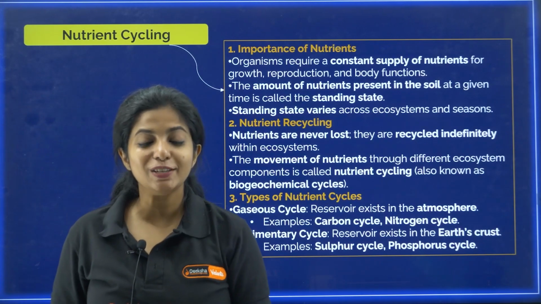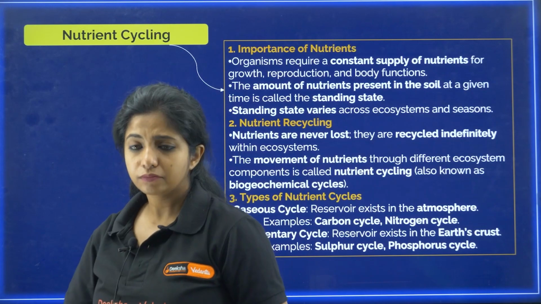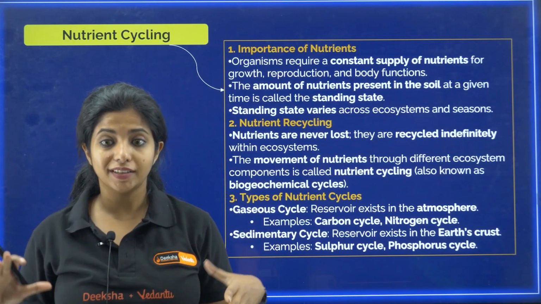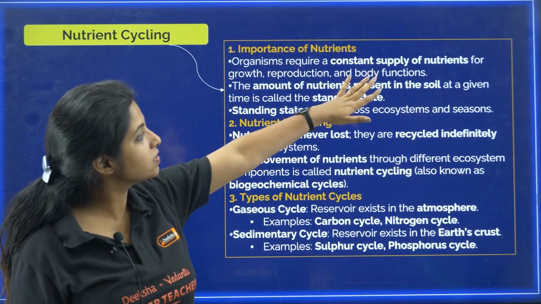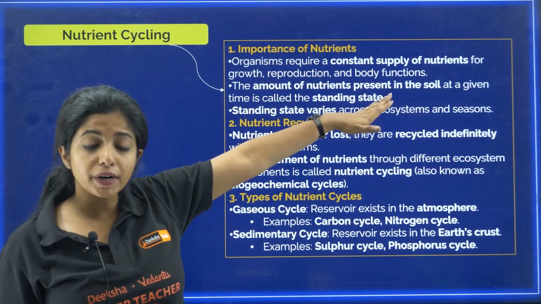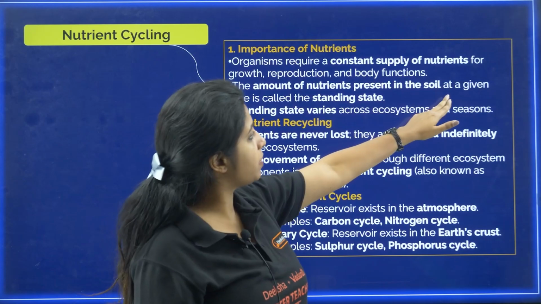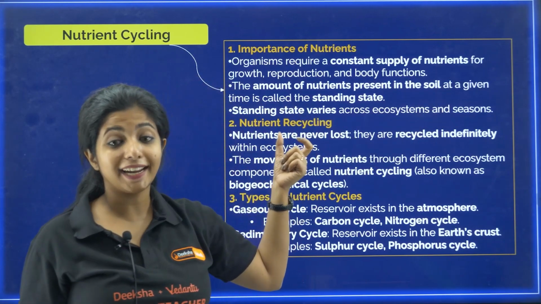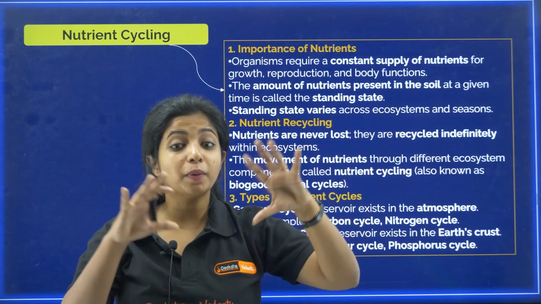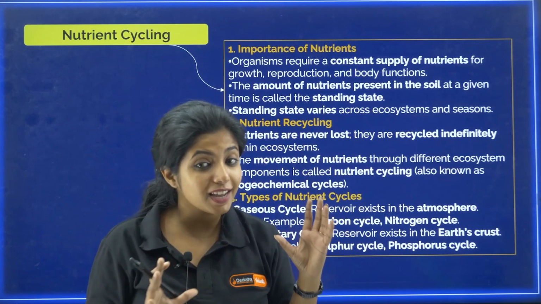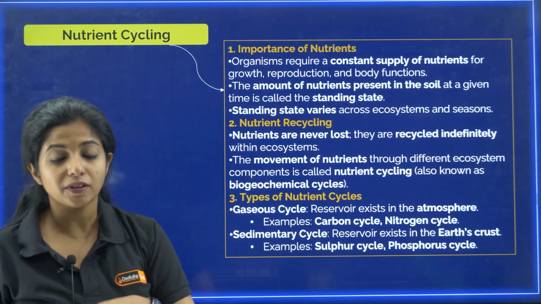Now comes nutrient cycling, the last phase of this particular chapter. So what is the importance of nutrients, my dear children? That is the only thing that will allow us to sustain, right? So an organism requires a constant supply of nutrients for growth, for reproduction, for all our bodily functions. Now the amount of nutrients present in the biomass at a given time is called standing state. It is different from standing crop. Standing crop is the total biomass of living organisms at a particular area at a given time.